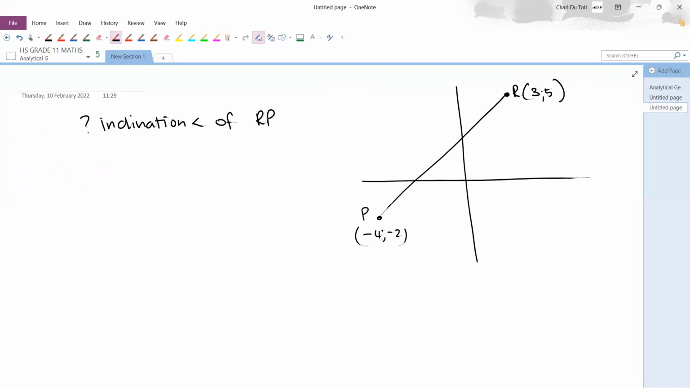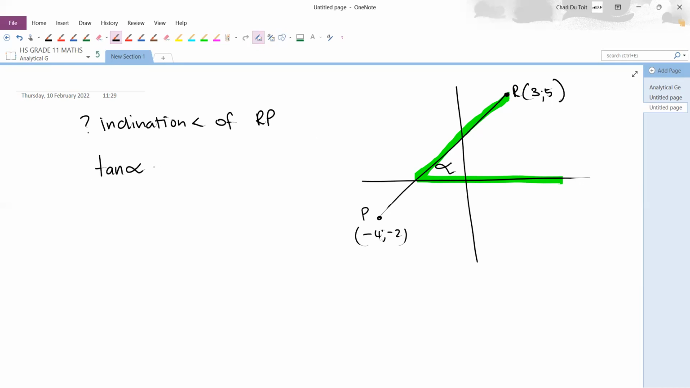Now, the inclination angle is the angle that the line makes with the positive side of the x-axis. So basically, you're going to follow the line from the top until it meets the x-axis, and then go right. That's your inclination angle. There are two angles, one to the right, one to the left. It's always the angle to the right. And you've got a formula for that.